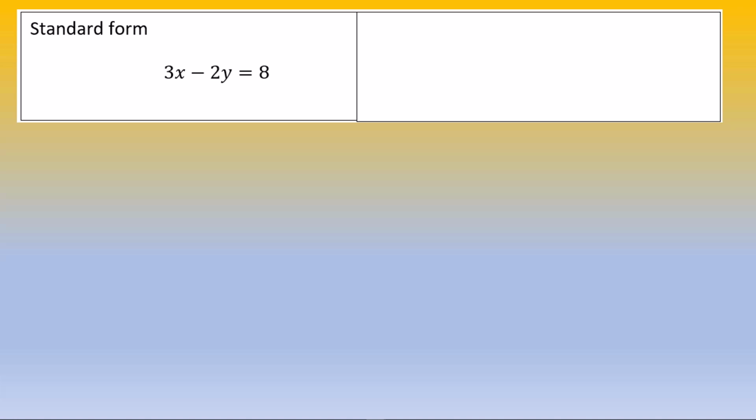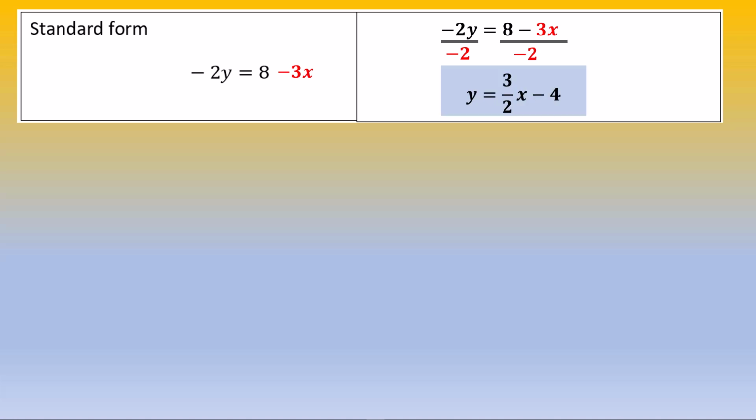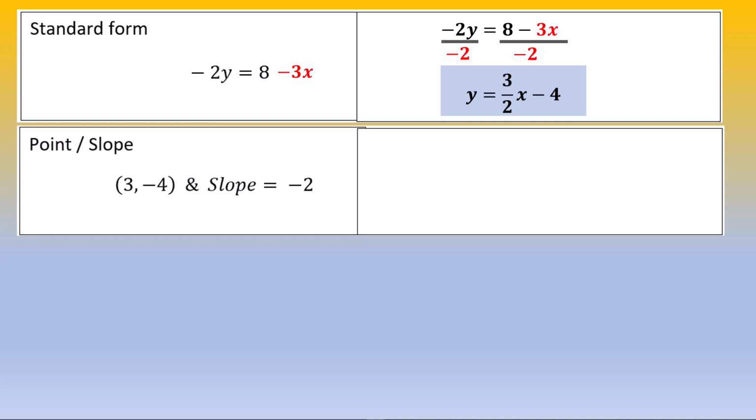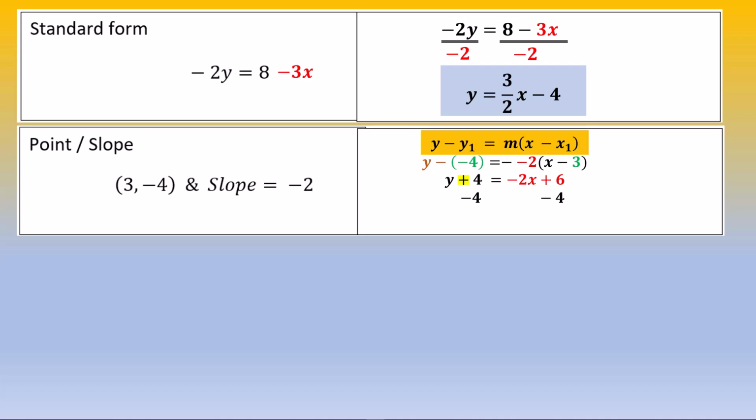An equation in standard form, ax plus by equals c, is converted to slope-intercept form by first moving to the right side the x term, and then dividing all parts by the coefficient of y, negative 2 in this case, for a resulting equation of y equals 3 over 2x minus 4. Given the slope and a point not on the y-axis, we use the point-slope form, y minus y1 equals m times x minus x1, plug in the slope and xy values of the point, solve for y to get the equation y equals negative 2x plus 2.